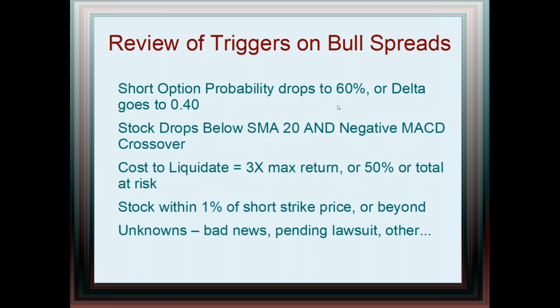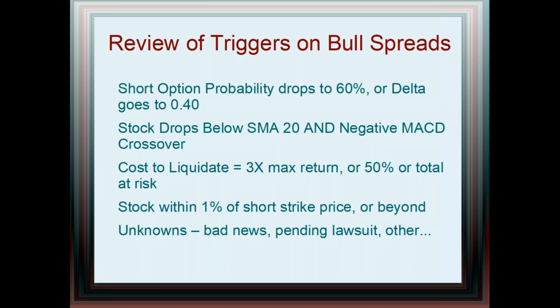The stock was already below the 20-day and a negative crossover. The cost to liquidate is pretty close to 3 times the maximum return. We took in 75 cents, so about 2.25 is 3 times the maximum return, which is equal to 50% of the maximum risk, or 52% of the maximum risk. And the stock has dropped within 1% of our short strike price and below.